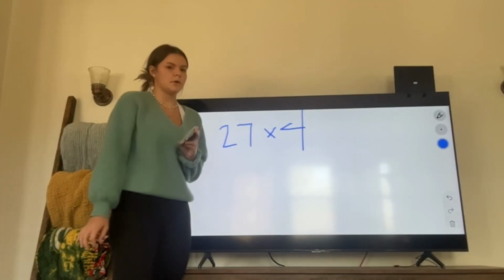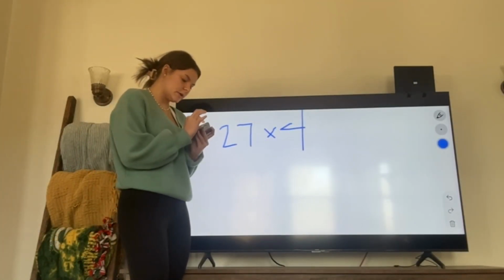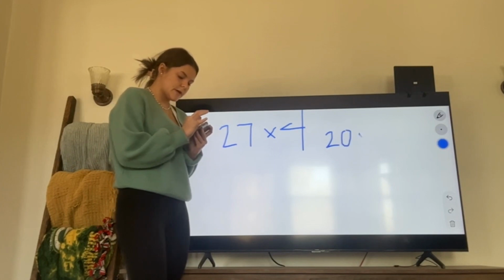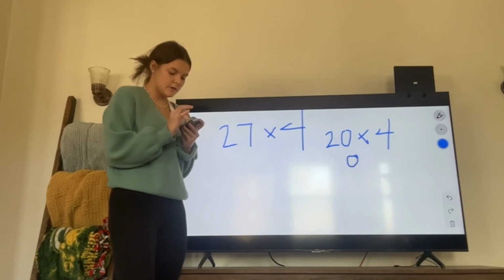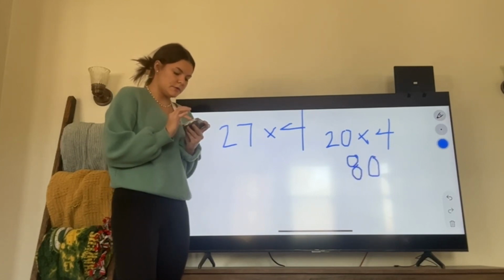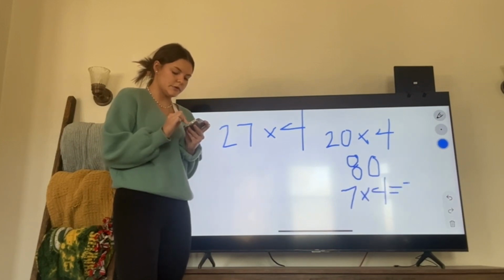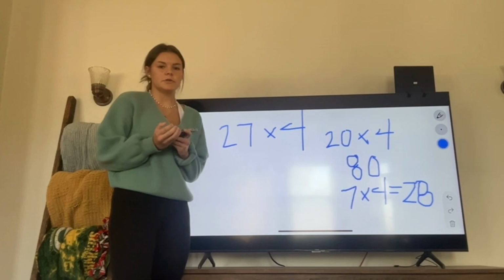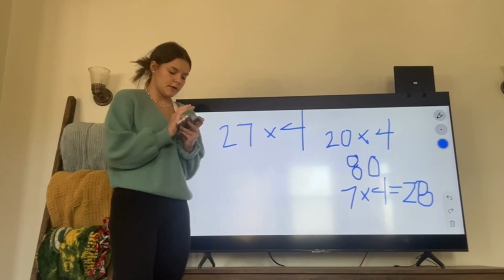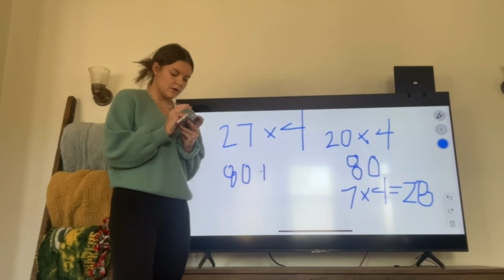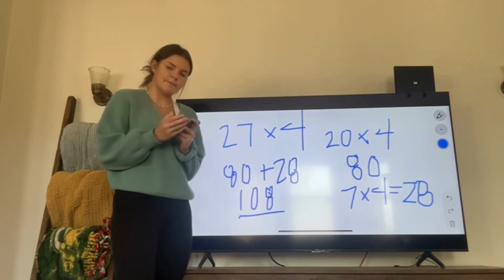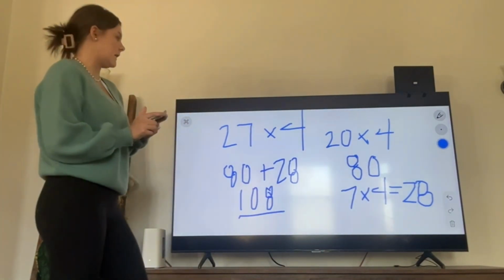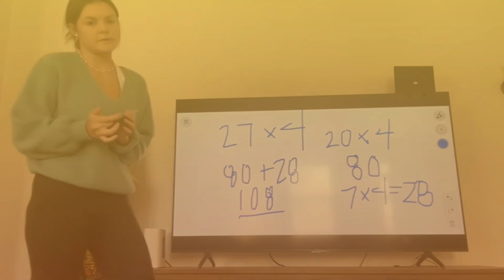Okay, so you did the method where you broke it up into pieces. So you did 20 times 4, which is 80. And then you did 7 times 4, which is 28. And then what did you do next? Added 80 plus 28, which is 108. Good job. I noticed you didn't use the area model, and that's just fine. You do whatever you like to use best.